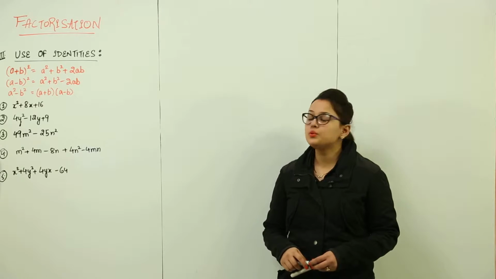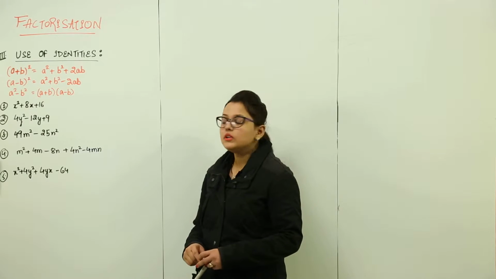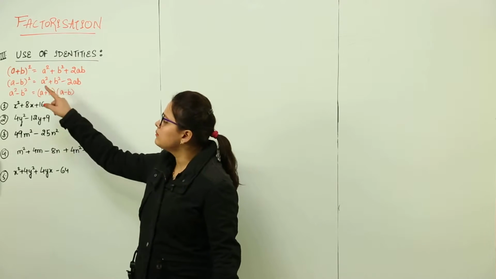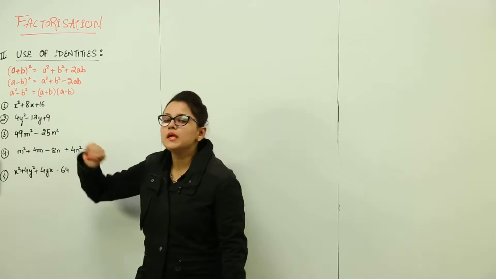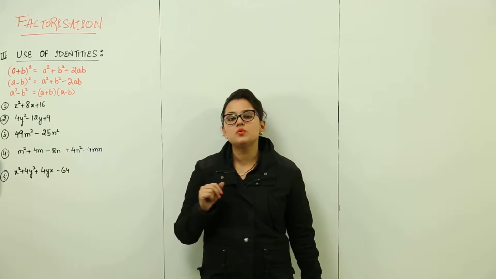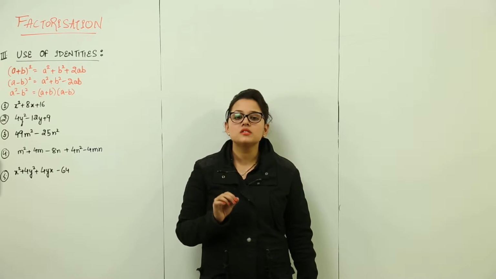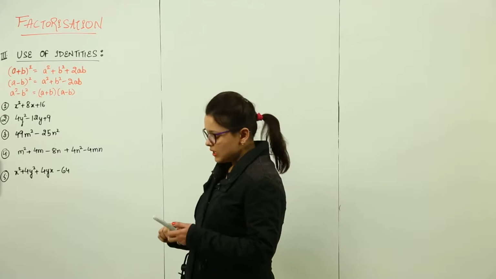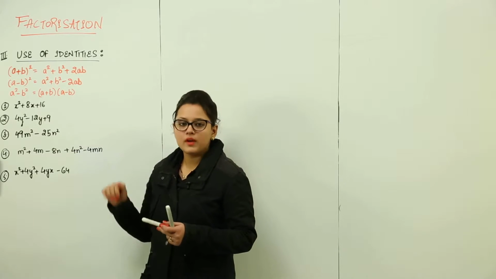The third method to do factorization is by using identities. The identities we have learned in the previous chapters are these: (a plus b) whole square is equal to a square plus b square plus 2ab, (a minus b) whole square is equal to a square plus b square minus 2ab, and a square minus b square is equal to (a plus b) into (a minus b). Now I will be teaching you how to use these identities in factorization.